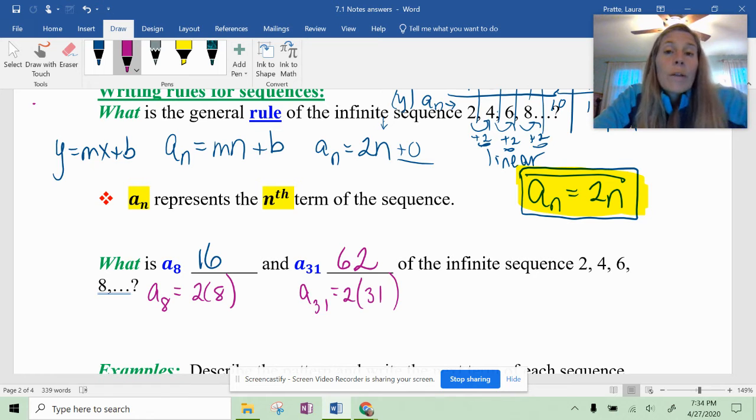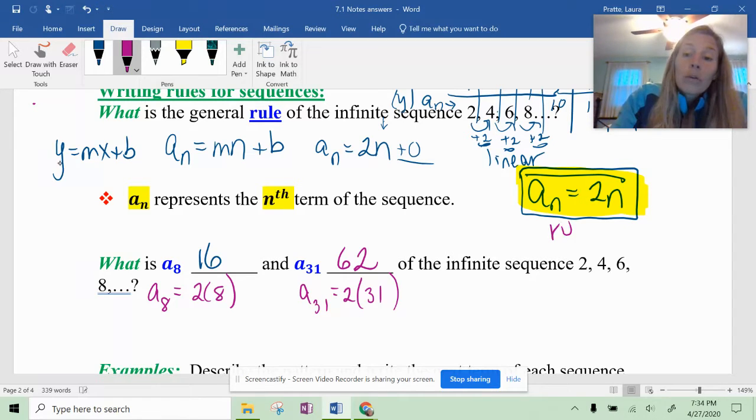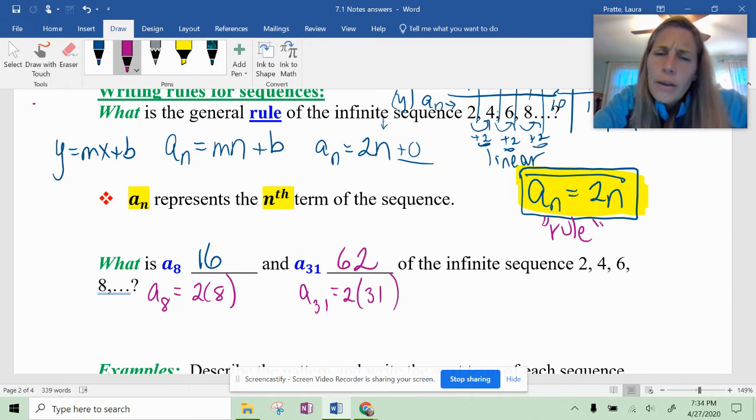So any term you want in the sequence, if you have the rule, you can just plug it in. Like, oh, I want to know what the 10th number in the sequence is. Plug it in, and then you'll find out what that 10th number is. If you want to know the 100th number, the 1000th, or whatever it is.